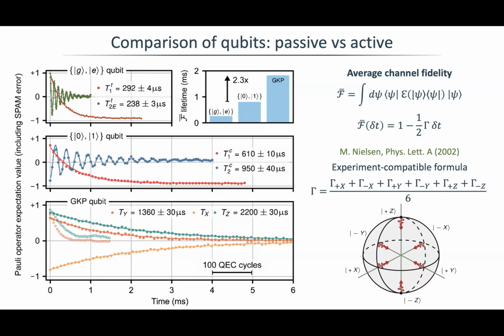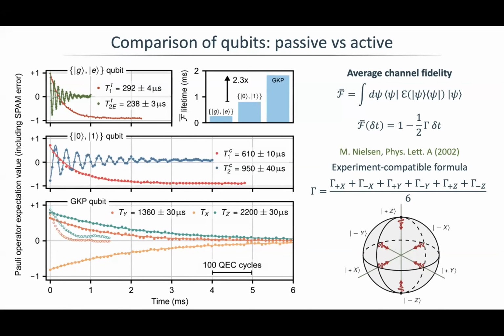Fortunately, as Mike Nielsen showed here, we don't need to sample all possible states on the Bloch sphere to measure this. It's sufficient to just prepare 6 cardinal points that correspond to Pauli eigenstates, and then measure their decay rates, and that would give us this gamma. And so this measurement is what's shown here on the left, for these 2 different passive qubits that we can create. The first one is based on the lowest 2 energy levels of the transmon circuit. This is the lowest 2 energy levels of this cavity mode. And this is the active qubit.